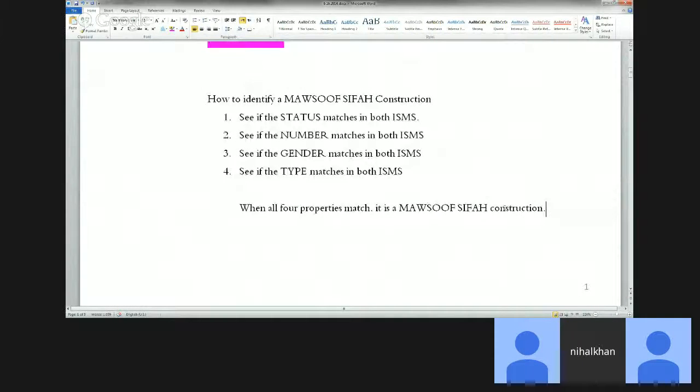So something else to keep in mind here as well. When even one of the properties does not match, you cannot have a mawsuf sifa construction. Okay? You cannot have a mawsuf sifa construction. Moving on.